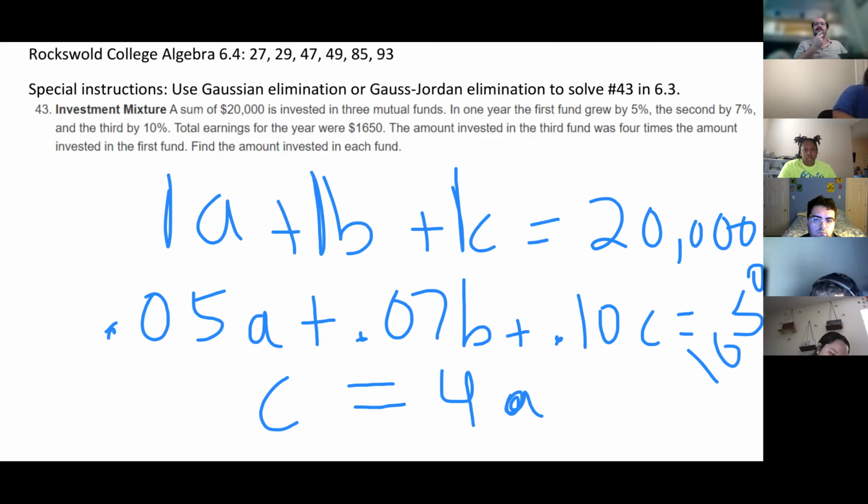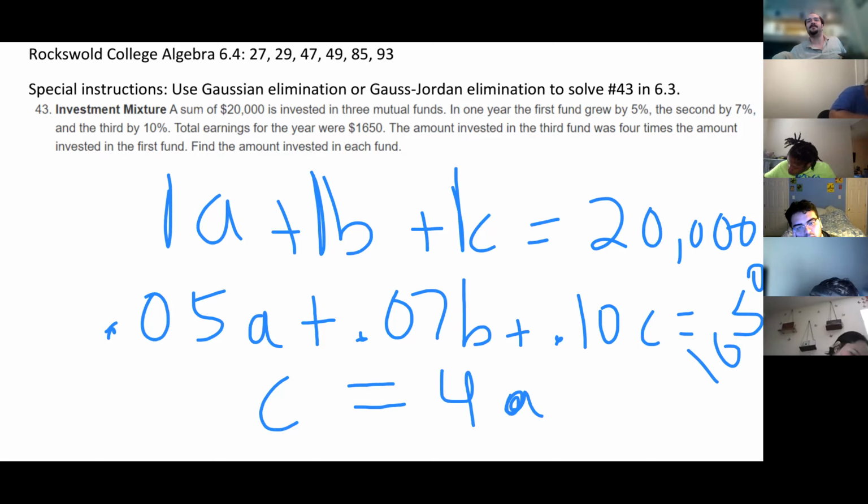Teacher, excuse me here. I think I might be looking at it wrong. They said 4 times the first fund, like the first one is A plus B plus C equals 20,000, which means the whole thing is times four. The first fund is just the A. So A is the amount that we invested in the first fund. B is the amount that we invested in the second fund. C is the amount that we're investing in the third fund.